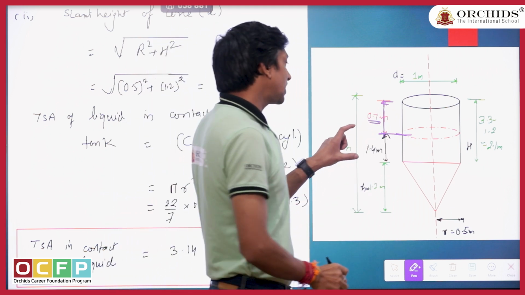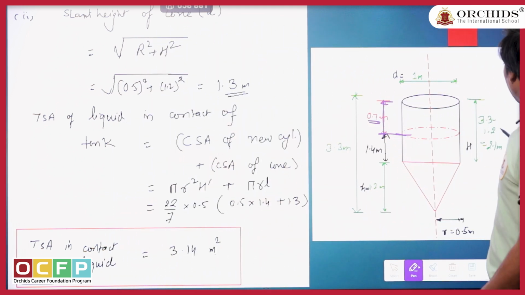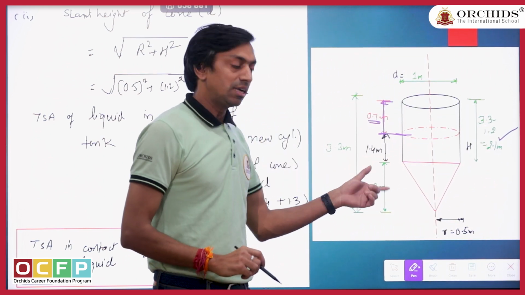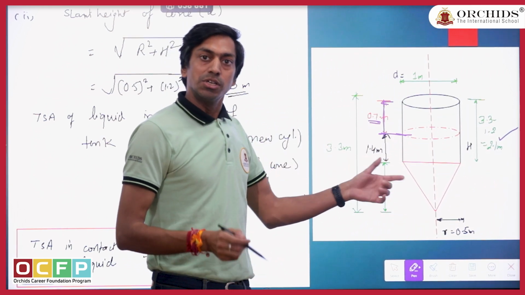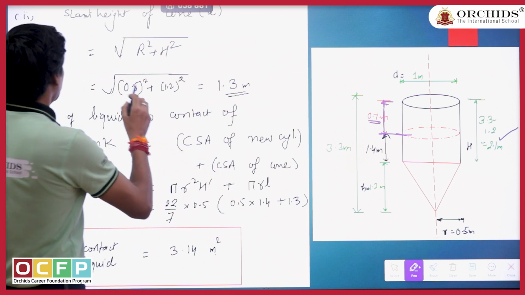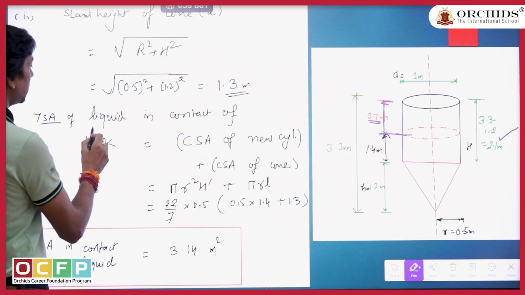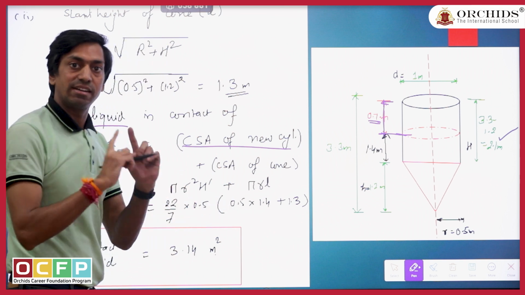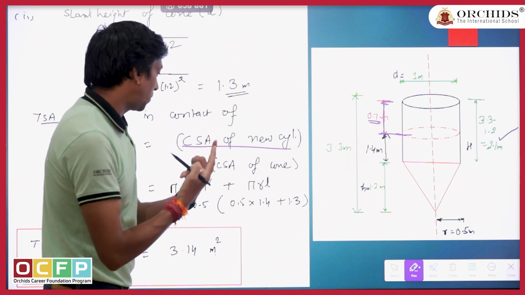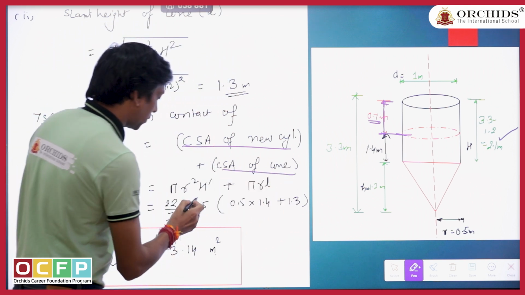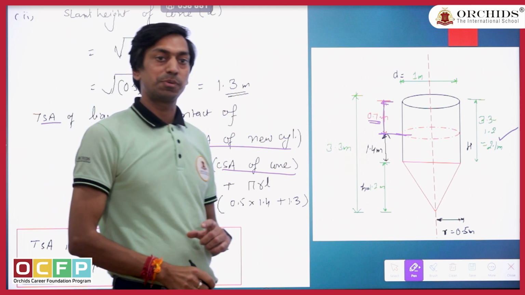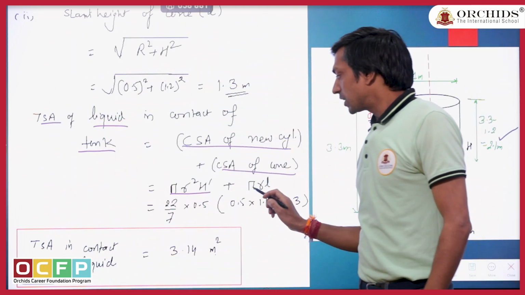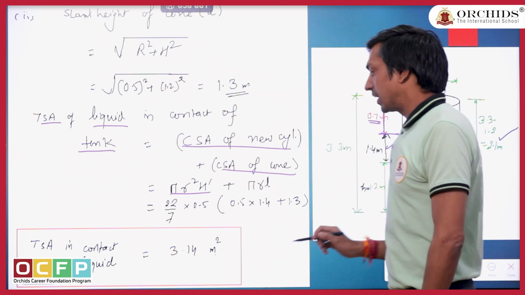So the cylindrical height is now reduced. Earlier it was 2.1 meter, now only 1.4 meter is left, but the conical height will remain the same. In this case, the total surface area of the liquid in contact with the tank is the curved surface area of the new cylinder plus the curved surface area of the cone. The formula is 2 pi r h prime. Why h prime? Because it's the height of the new cylinder, that is 1.4 meter, plus pi r l, where l is the slant height of the cone.